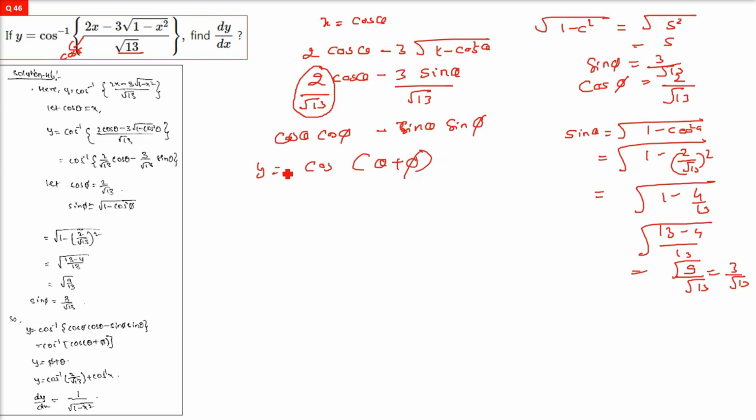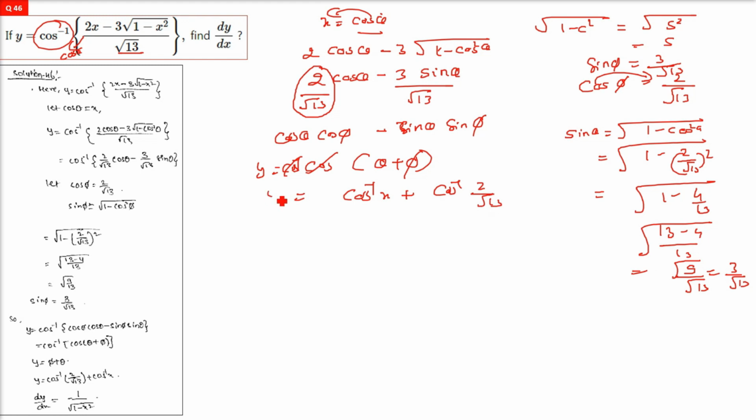And cos inverse was already there outside. In the beginning, it was cos inverse outside. Now you can cancel these two out. Theta plus phi it will be. So what is theta and what is phi? Theta from here, it is going to be cos inverse x. And phi, because cos phi was 2 by under root 13, so phi will be cos inverse of 2 by under root 13.